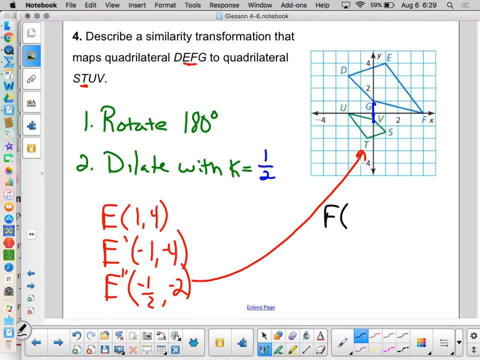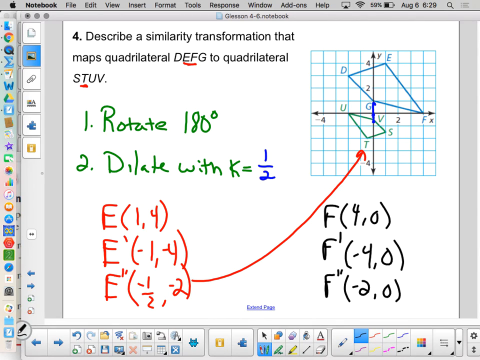F was at (4, 0). So F primed is going to be at (-4, -0), which is still 0. And F double primed, with a dilation of 1/2, is going to be at (-2, 0). F corresponds to U, so it has to be U. Is U at (-2, 0)? Yes, it is. I'm pretty confident at this point that I've done the right thing.